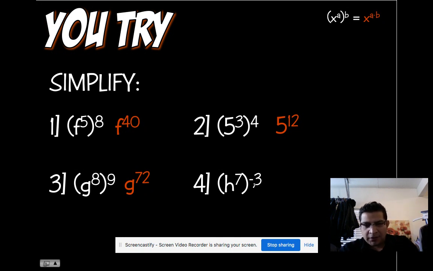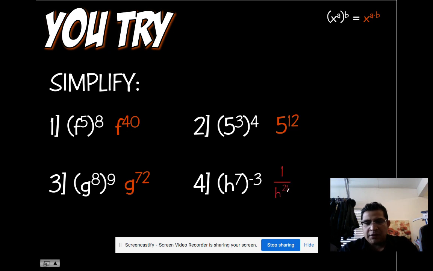Good job. All right, this one is a little tricky. This here gets multiplied. 7 times negative 3 will be negative 21. So that would be h to the negative 21. However, we cannot leave our answers as a negative exponent. No negative exponents. So we have to rewrite it and say that's going to be 1 over h to the 21.